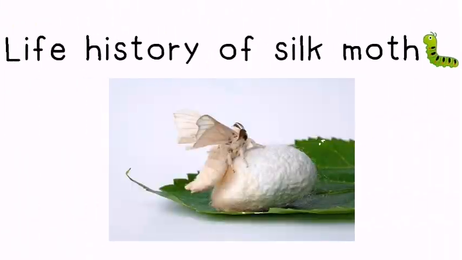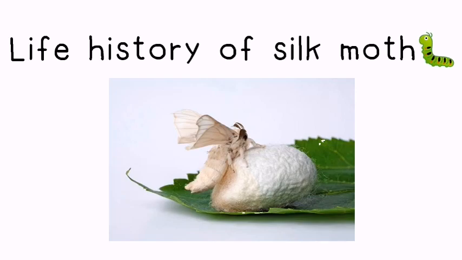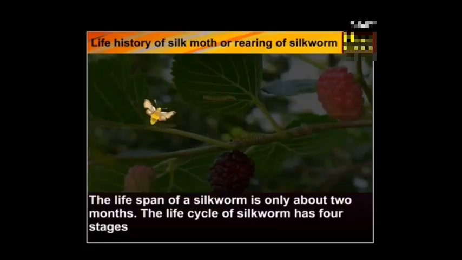Okay. So, in this chapter, we can study about the processing of silk threads from the silkworm. Before going to the processing of silk threads, we can study about the life cycle of silk moth. The lifespan of silkworm is only about 2 months. The life cycle of silk moth has 4 stages.